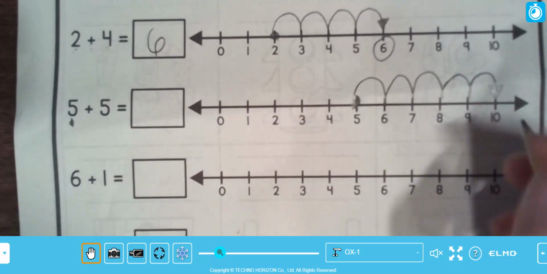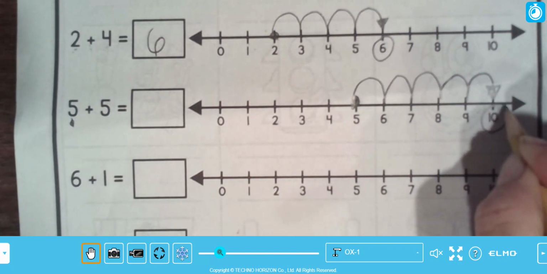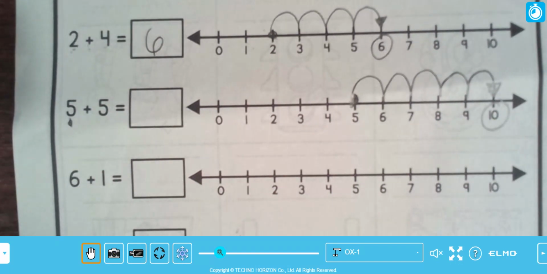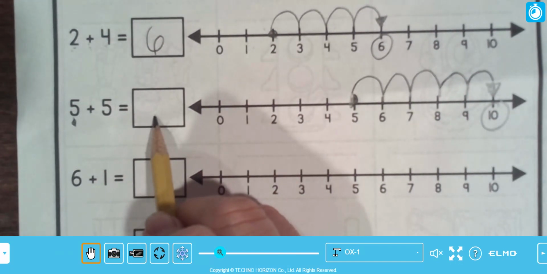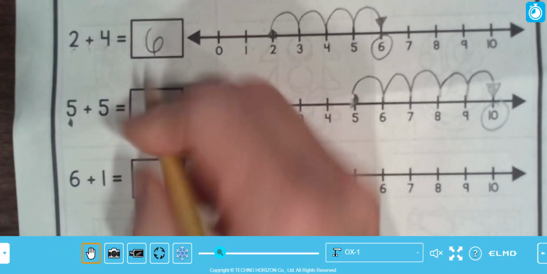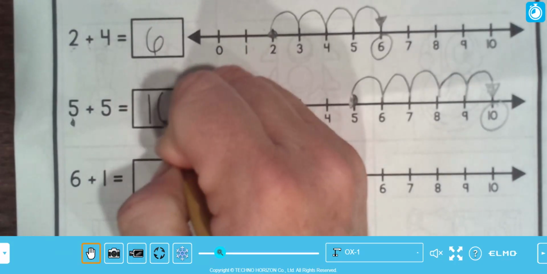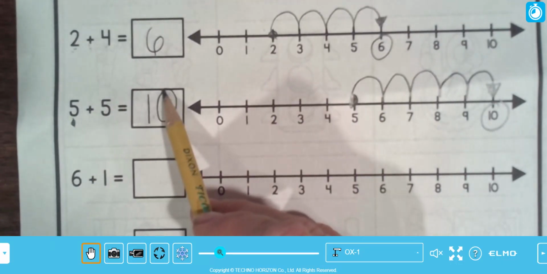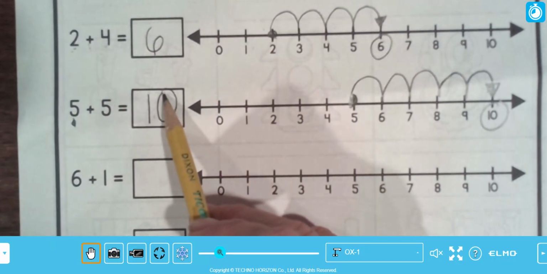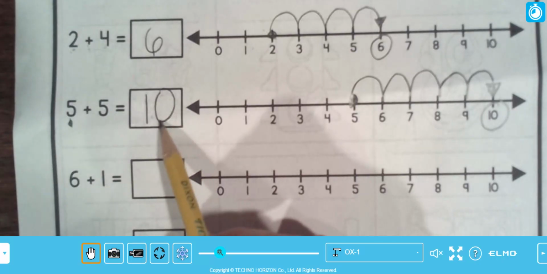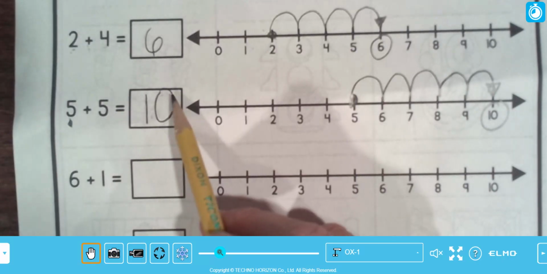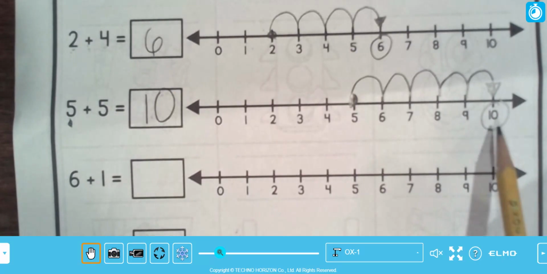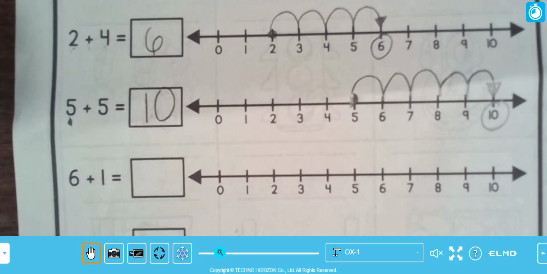Okay, now what was our sum? Yeah, it was 10, right? So right here, I'm going to write 10 in the answer space. Make sure you do a stick going down and then a circle. Start your circle at the top and go around. Don't start your circle at the bottom. Okay, start the circle up here. Make sure you circle that 10.